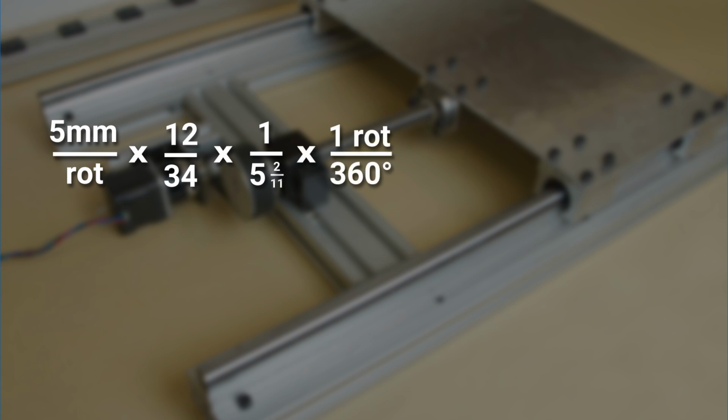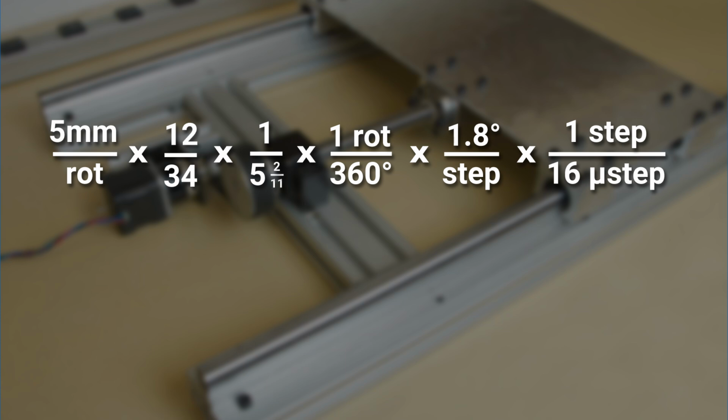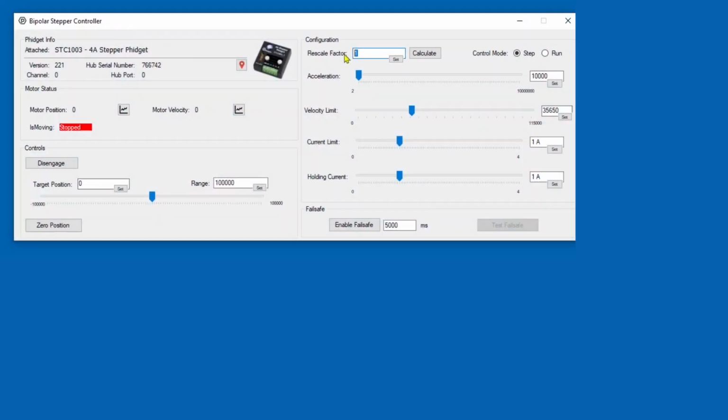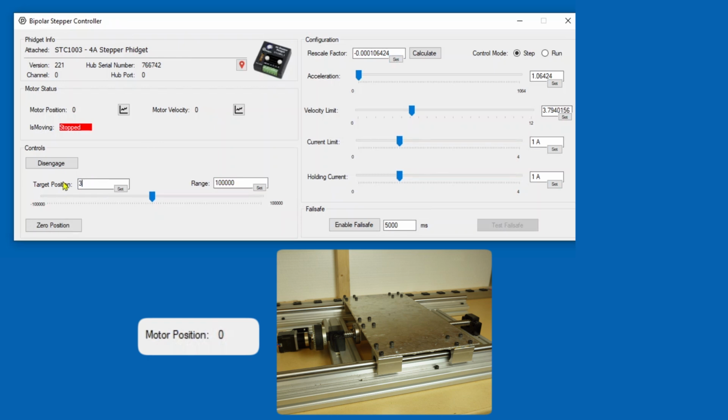There are 360 degrees in a rotation, and the step angle is 1.8 degrees. Lastly, the controller outputs position in 16th steps, so we divide by 16. We can set this rescale factor, and now the position is in millimeters. A minus sign is placed in front of the rescale value to make a positive position result in movement to the right.